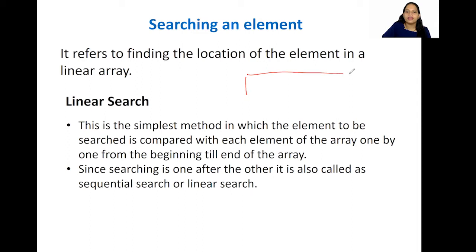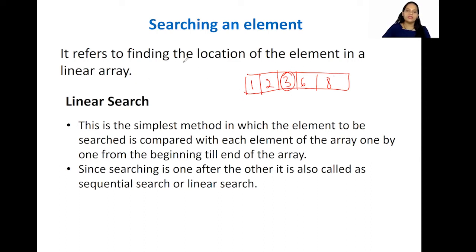Suppose I have an array with 1, 2, 3, 6, 8, something like this. Now I have to search for 3 in this. I need to find it, and it need not be in sorted order. So what happens in that case, if I have to find 3? That is what we are going to learn.